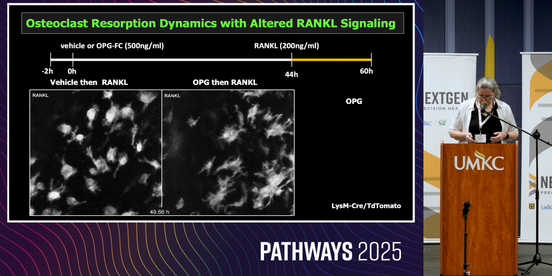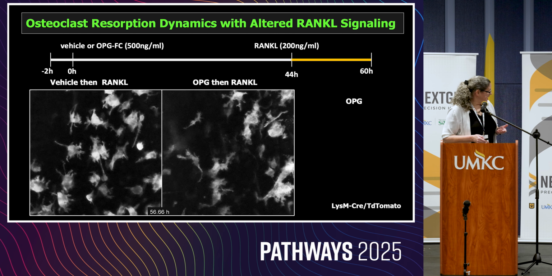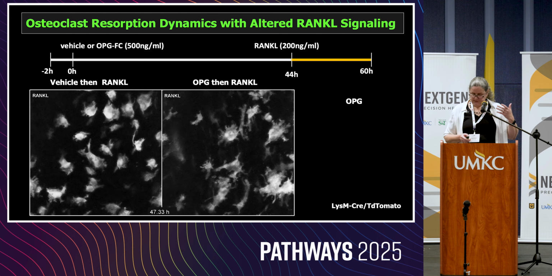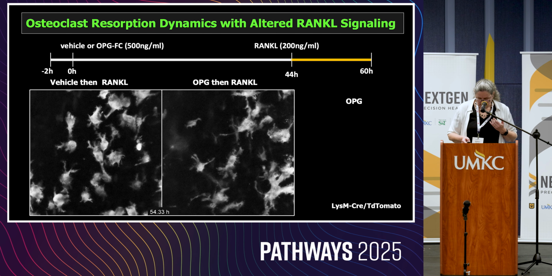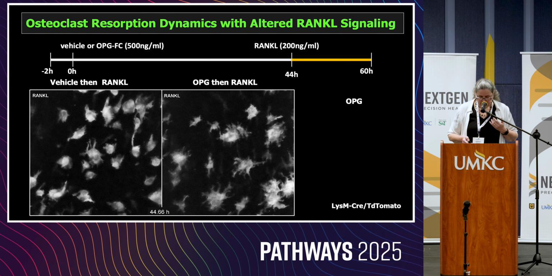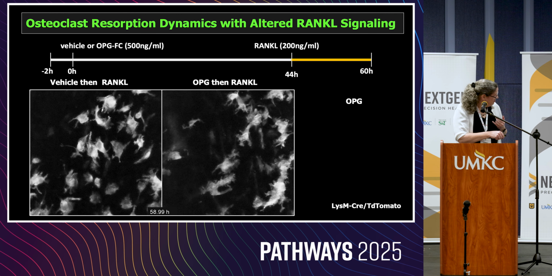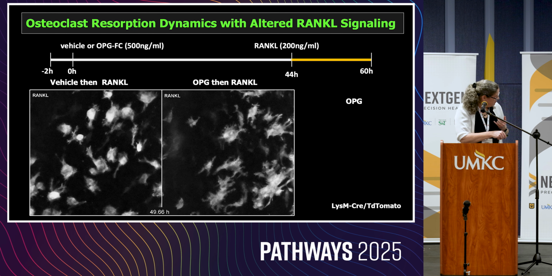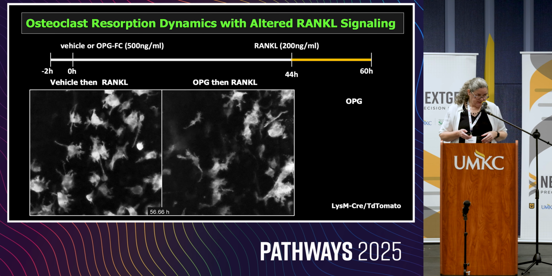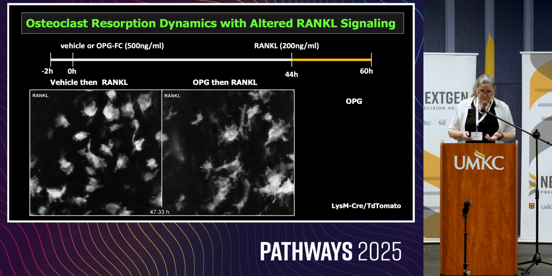We then removed the OPG and treated them with RANK ligand to see if we can rescue the cells. I'm just going to go back so I can replay that movie. And I hope you'll see that they then start to fuse back together and they reestablish these little round structures, which are these actively resorbing sealed zones. And we can see that the resorption reinitiates.